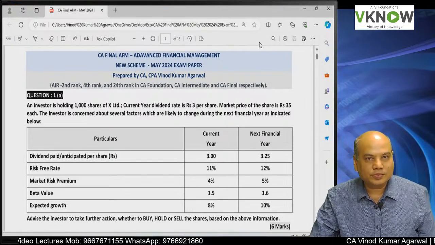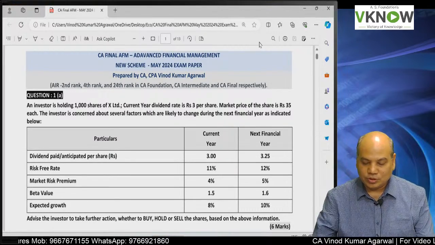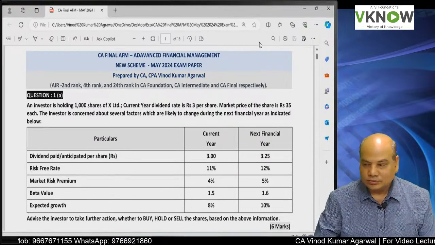Hello friends, good morning and welcome to this analysis of the AFM May 2024 exam paper. I am also going to give you the step-by-step solution for all the questions, including the theory questions.